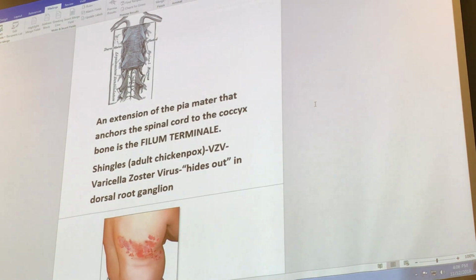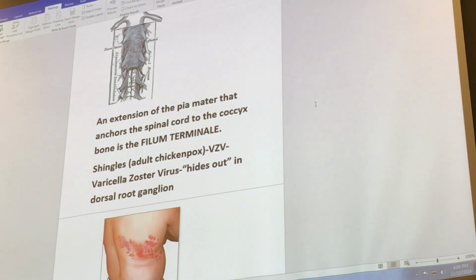shingles. Now you've all heard of shingles. I'm not talking about the ones that you put on the outside of your house. They're not dangerous. Shingles is, now I put adult chickenpox. It's what they call it, because it's the same virus, varicella zoster virus, VZV.